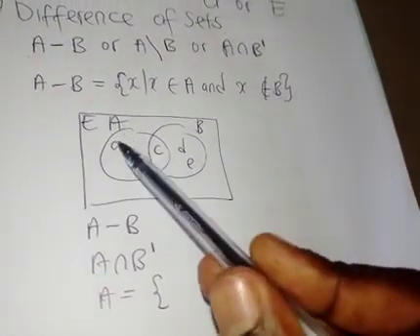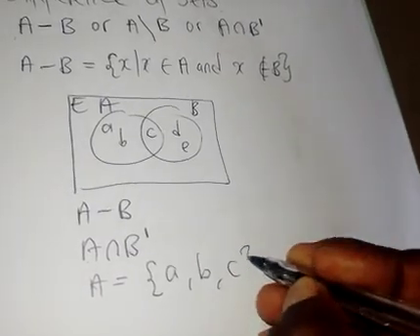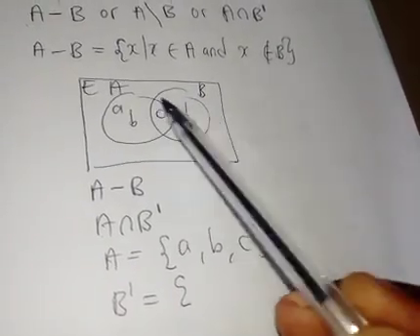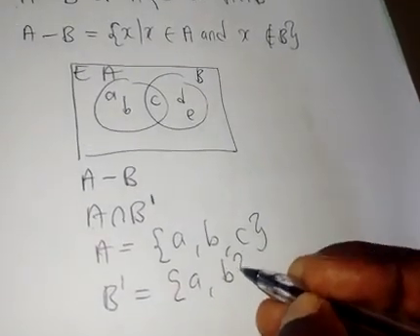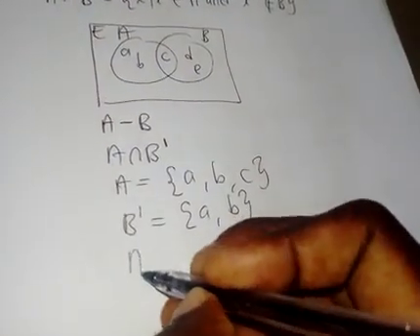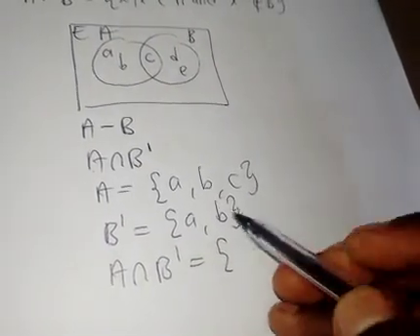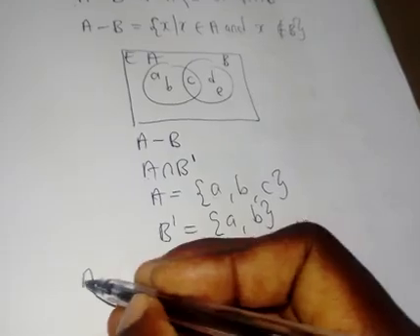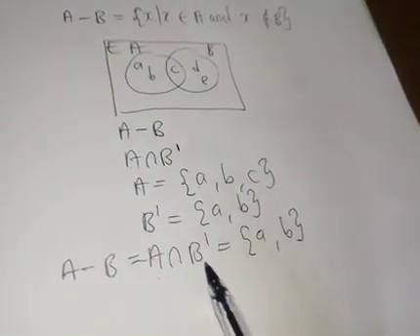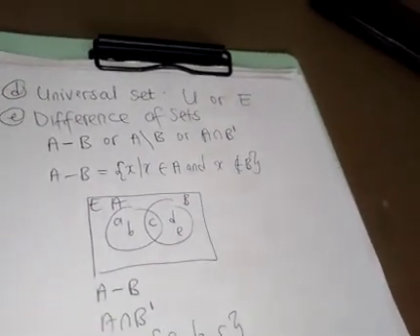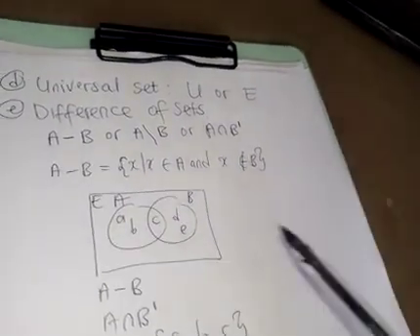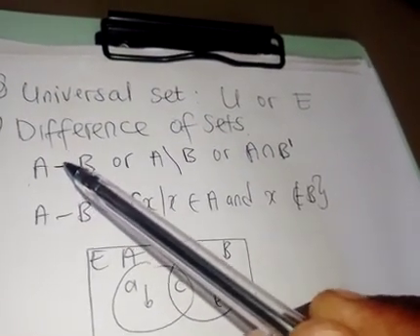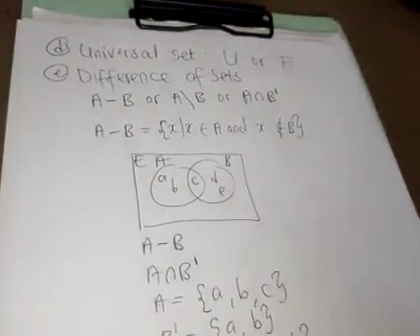So you first list A. In set A, what elements do we have? We have A, B, and C. Then B complement simply means all elements not found in B, so we exclude B. Getting rid of B, we are remaining with A and B. That's B complement. Then what's the intersection of A and B complement? A intersect B complement equals A, B, that's the intersection. Meaning this is A minus B, which is equal to A intersect B complement. So that's how you go about the set difference, or the difference of sets. Otherwise, this difference of sets, we can also say it is the relative complement of a set with respect to the other. So it's the relative complement of set A with respect to B. That's the difference of sets.